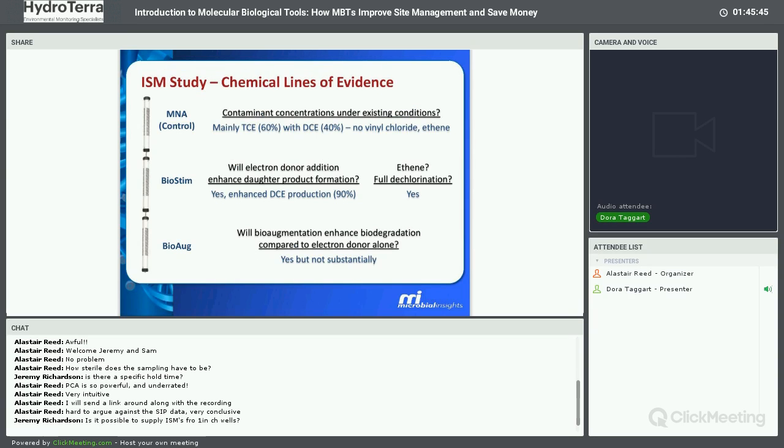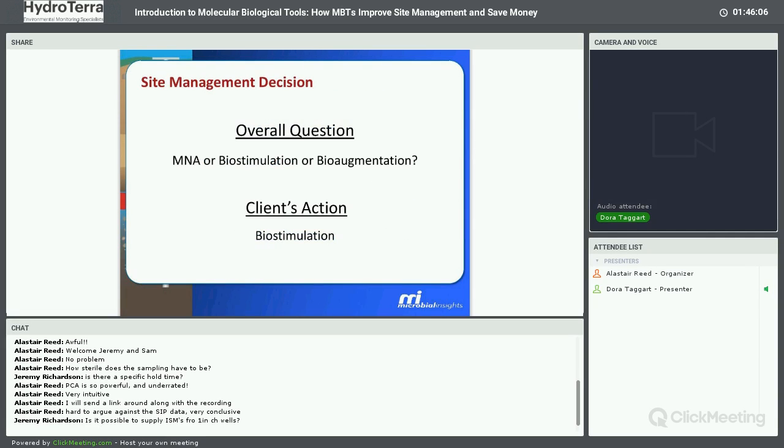So at this point, the site manager can start to make a decision. I've got biostimulation that's happening. I've got enhanced DCE production, seeing full reductive dechlorination. So what do my receptors look like? What does my time look like? They can then decide between biostimulation and bioaugmentation based on those types of questions. In this particular situation, the client moved forward with biostimulation. They didn't have an immediate impact they were concerned about, so they had a little more time, and so they got to save a little bit of money and not move forward with the bioaugmentation, just do biostimulation.